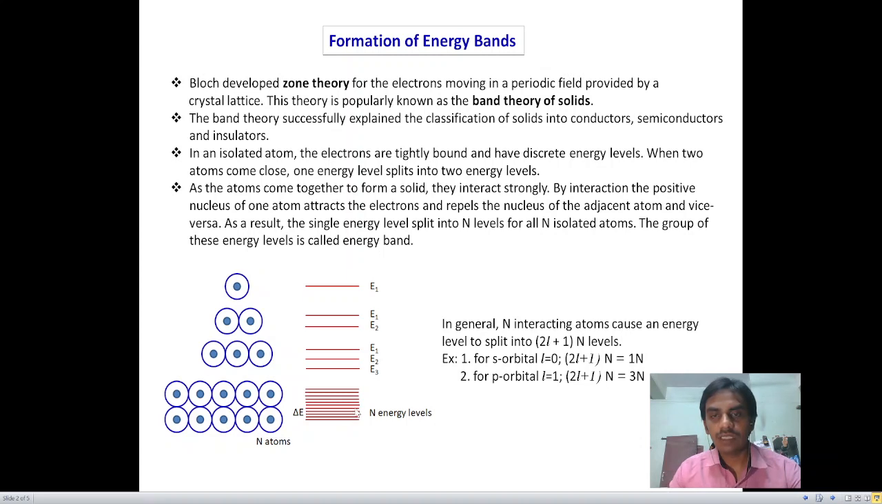In general, n interacting atoms cause an energy level to split into (2l plus 1) n energy levels. For an s orbital, the splitting is 1n energy levels. For a p orbital, the splitting is 3n energy levels.